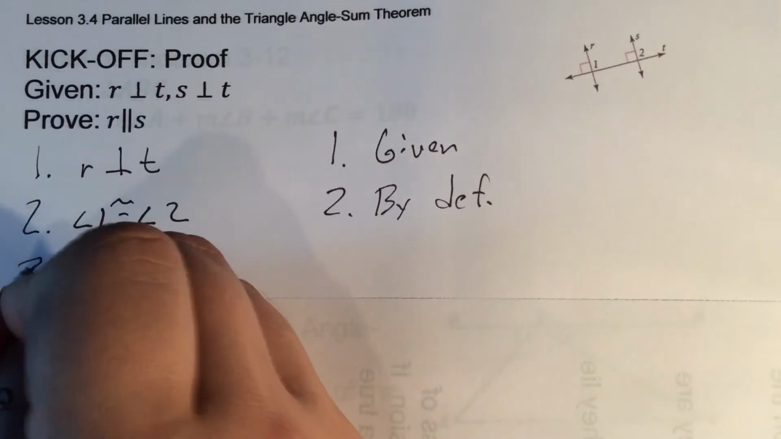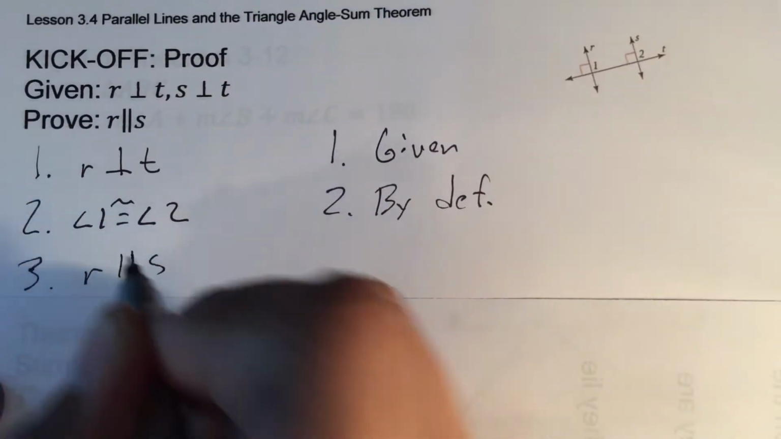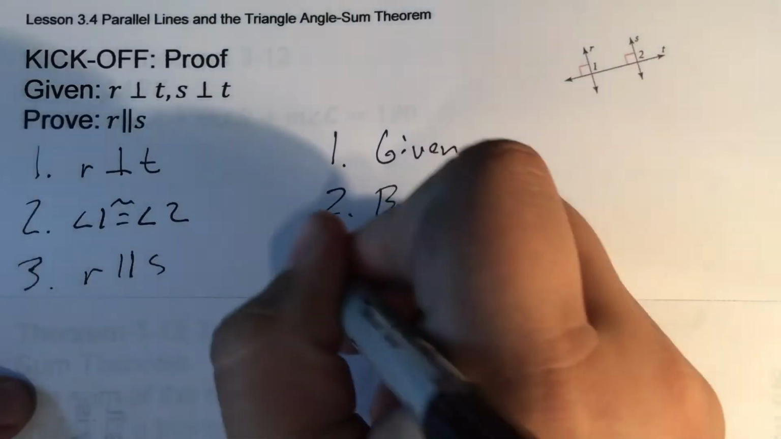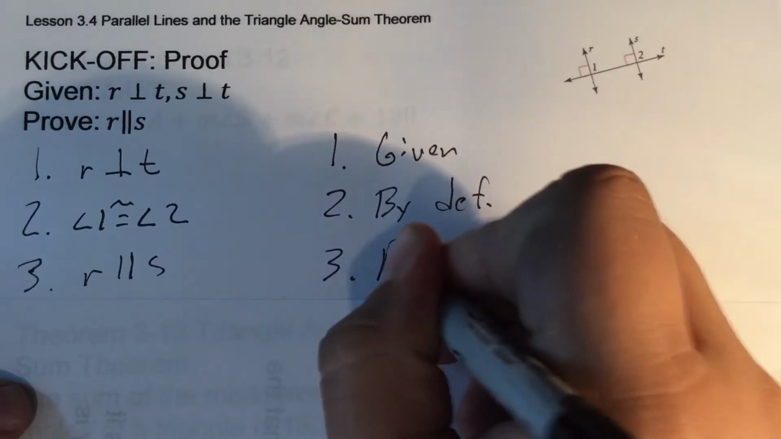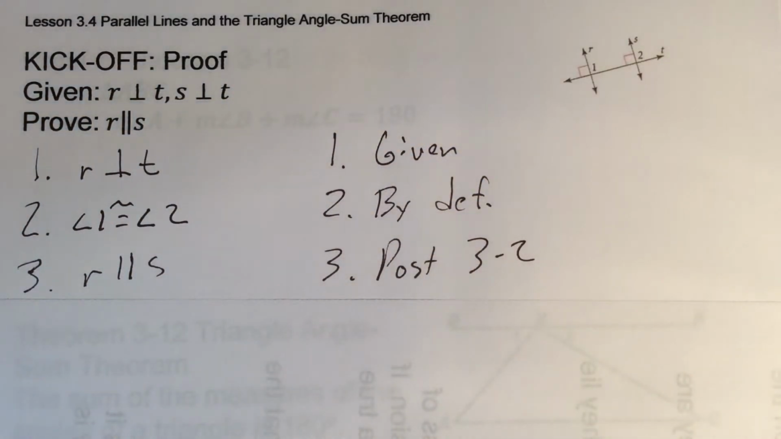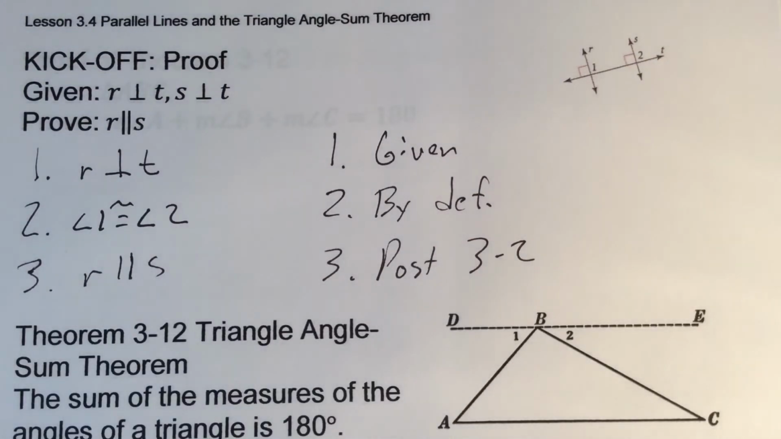So then 3, we can say that R is parallel to S by postulates 3-2. Because 3-1 is saying that, hey, if they're parallel, then corresponding angles are congruent. Here we're saying, hey, they're going to be parallel because corresponding angles are congruent. So if the corresponding angles are congruent, then we know they're parallel.